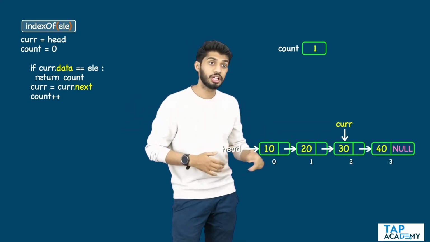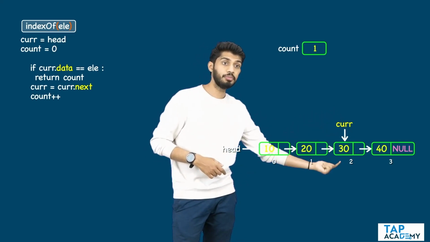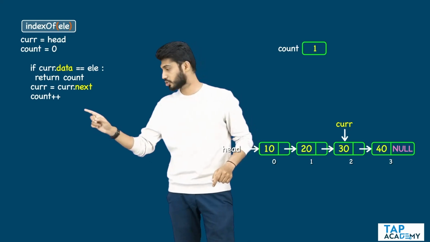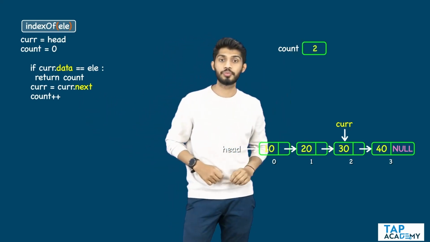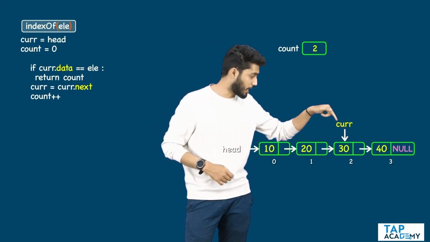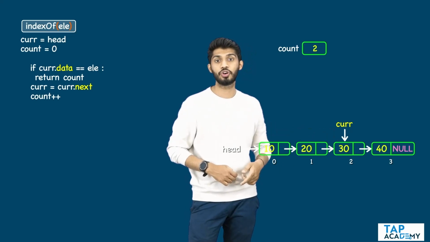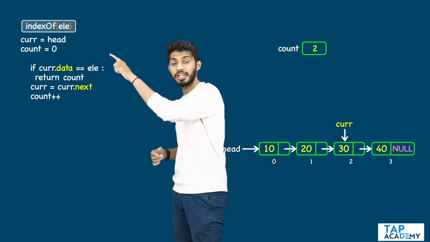After that what happens? Since the current is pointing over here, the count should become 2. So what I need to do? I need to make sure count increases. So I'll say count plus plus, so count becomes 2. Now after this, again what do I have to do? Again repeat the same operation. I need to check whether this is the element I am checking for.